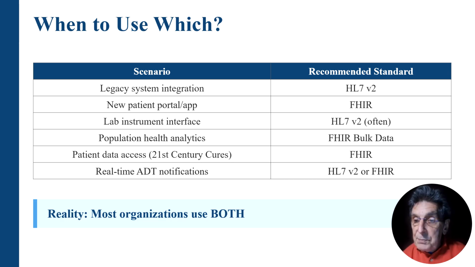So, the practical reality is that most organizations use both. You might receive V2 messages from legacy systems, store the data in your database, and expose it through FHIR APIs for patient access. The interoperability engine translates between the different worlds.